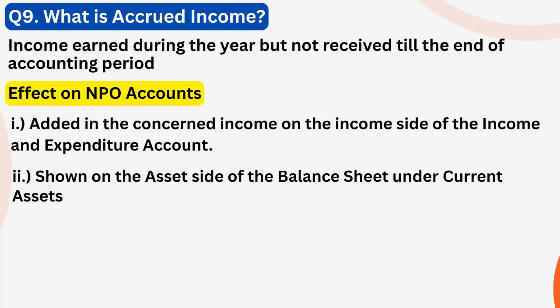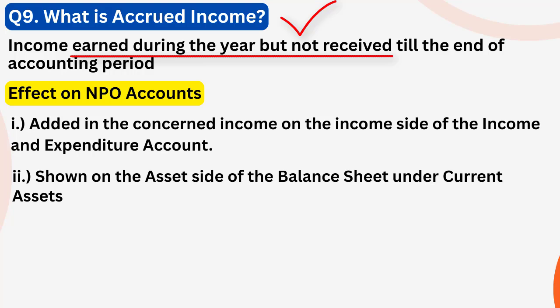Okay, now question number 9 is very important. Pay attention. What is accrued income? What is its effect on the accounts of not-for-profit concerns? So the income which is earned during the year but has not been received till now during the year is termed as accrued income or outstanding income. For example, if a not-for-profit organization earns interest on fixed deposits for the year but hasn't received them yet, that interest is considered to be accrued income. Simple till here, all of us know this.